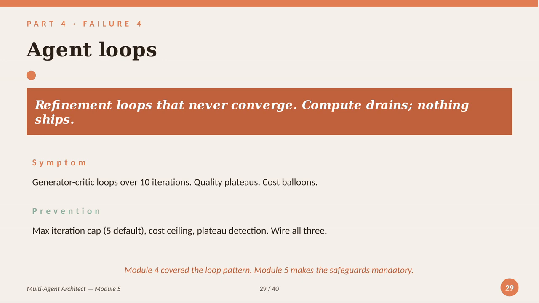Forever. Prevention. 3 safeguards from Module 4 here are mandatory. Max iteration cap, 5 by default, hard limit. Cost ceiling, halt when token spend exceeds the budget you set. Quality plateau detection. If 3 consecutive iterations score within 5% of each other, you've converged in practice.